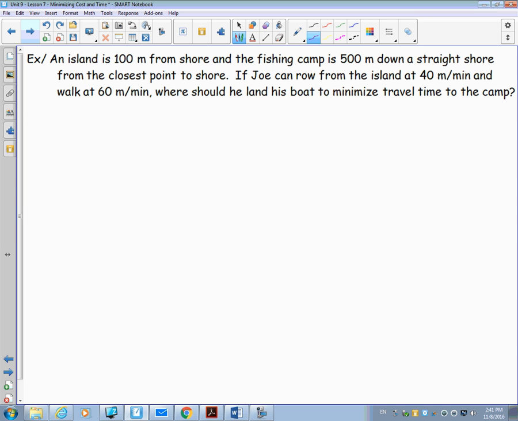An island is 100 meters from shore, and the fishing camp is 500 meters down a straight shore from the closest point to shore. So here's my island, straight to shore, down the shore. This is 100 meters. We know it's 500 meters down the shore to the fishing camp. So here's where the camp is.